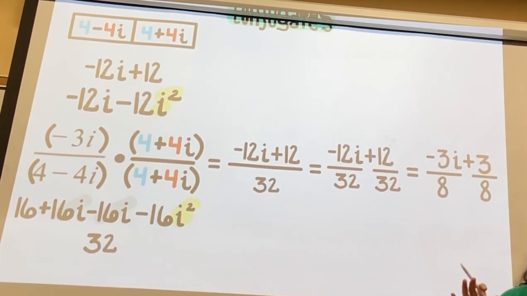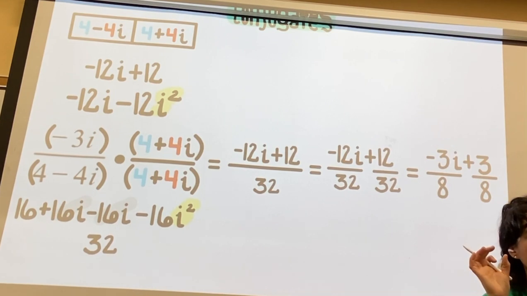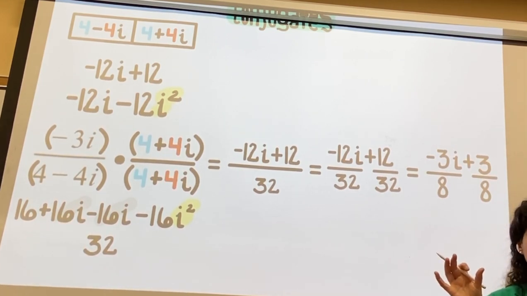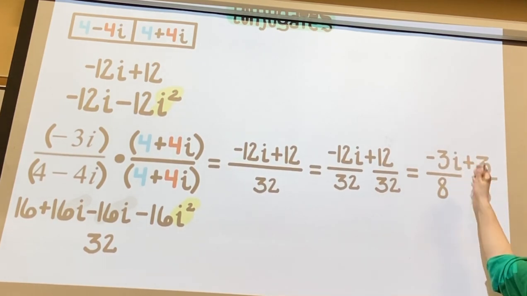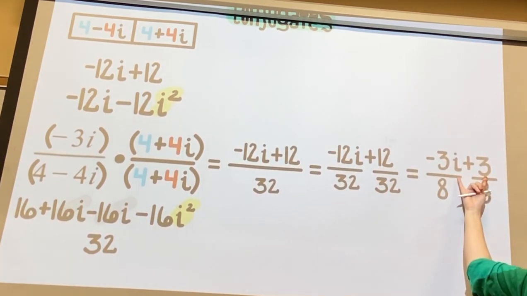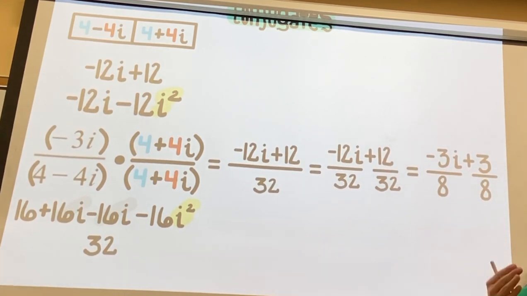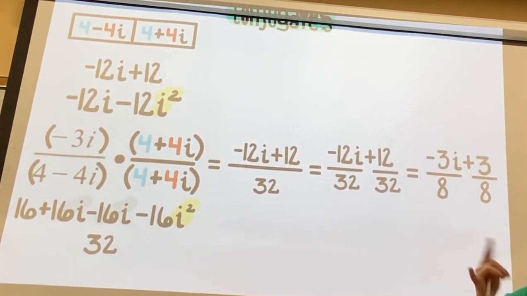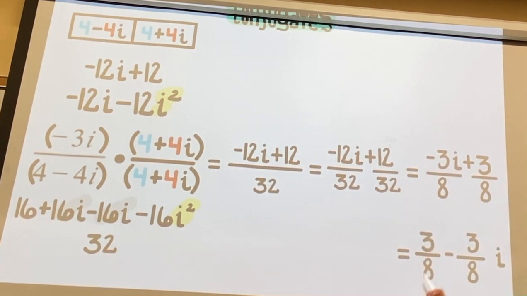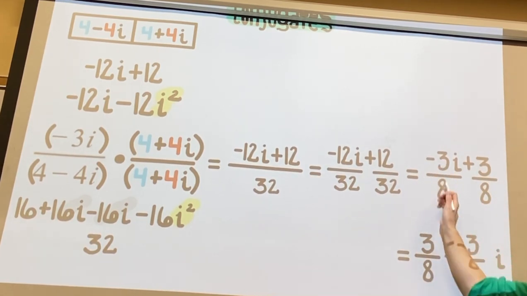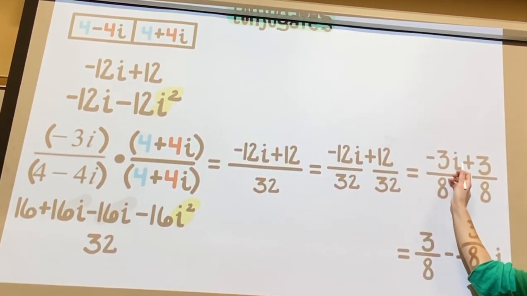Now it looks pretty good, we're getting close, but to focus on that final format, a plus bi, this is a number, and these are our i's. So I'm going to take these and change the order, just like 2 plus 5 is the same as 5 plus 2. We can move those around. So I'm going to write that here. And so I have 3 eighths minus 3i over 8.